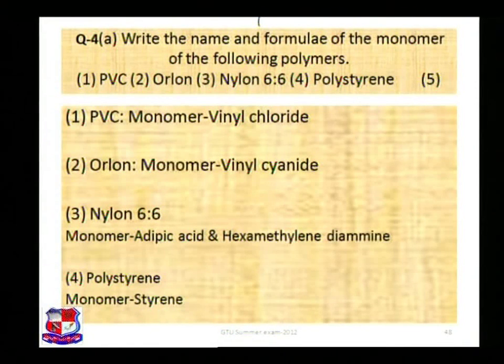It is turning out to be vinyl cyanide. At the same time, nylon is having the two monomers that combine together with the help of condensation polymerization technique to form the nylon 6,6, that is adipic acid and hexamethylene diamine. At the same time, you can see here polystyrene is having the monomer of the styrene.